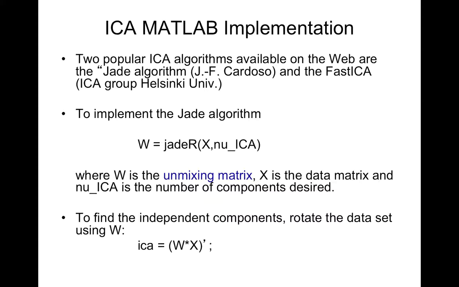A couple of popular algorithms online: fast ICA is the one that's commonly used for EEG. The JADE algorithm I have not seen used as often in EEG, but it is implemented here. So W is your unmixing matrix, X is your data matrix, and new ICA is the number of components desired. At first glance you might say, well, this is reducing the dimensionality of the data set. Yes, sort of, but ICA is a much more efficient algorithm to run if you have already run PCA.